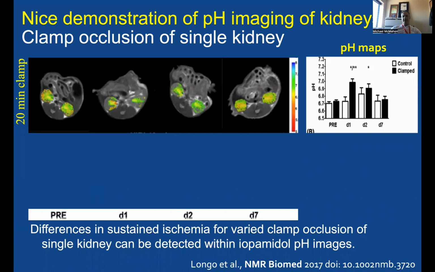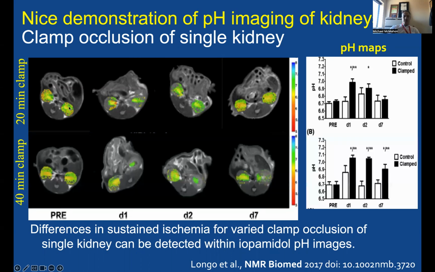And so here's a nice example of injecting iopamidol into the kidneys and looking at pH imaging. In this case, this is from the group in Torino. What they did is they clamped this right kidney here, the pedicle, and you can see a prominent drop in CEST contrast and increase in pH for this kidney. And then for this 20-minute clamp, you can see that the CEST contrast and pH values recover.